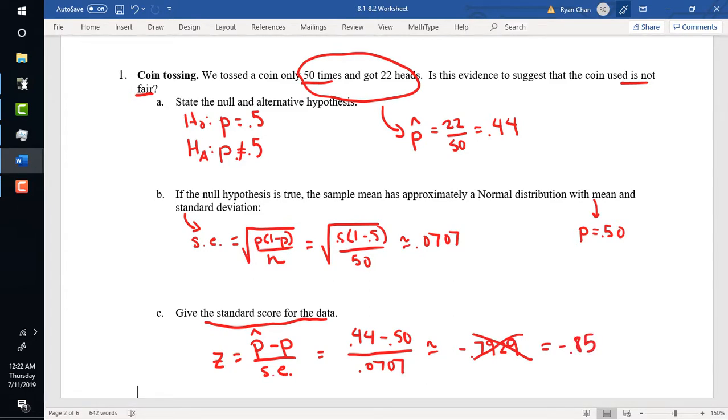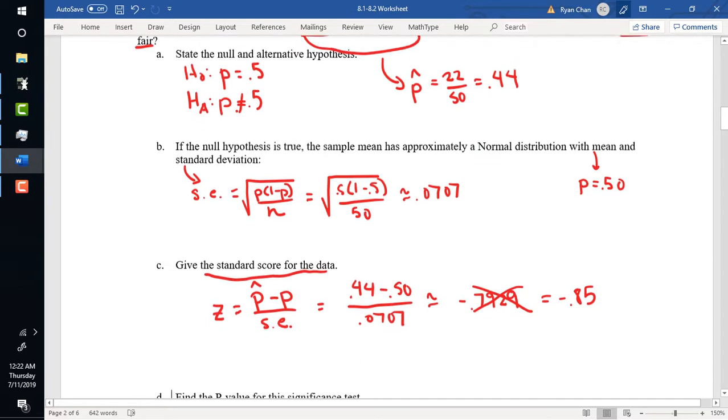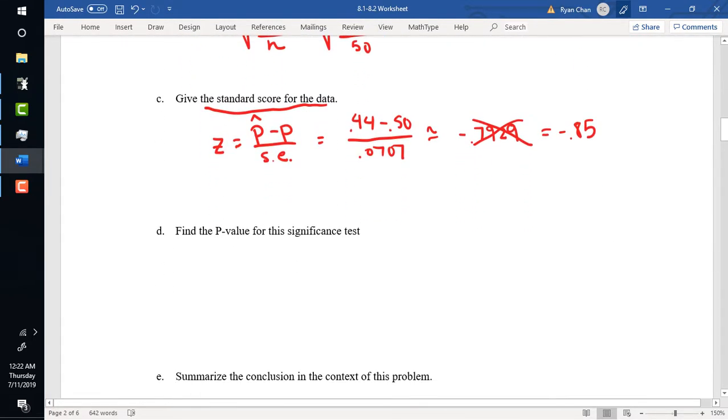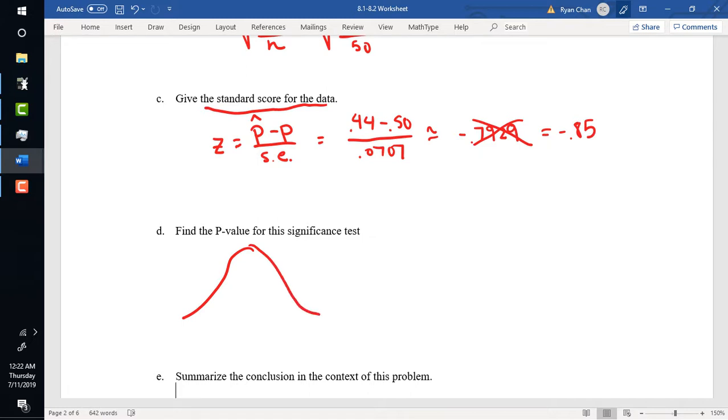So let's talk about what we're doing. What am I doing here? And remember, there's two ways: you can do it by hand or you can use your calculator. But the idea is, let's understand what's happening. Remember you have your normal distribution curve. What goes in the center? That's 0.50, that's your P. And we're going up by 0.0707, so we're going 3 to the right and 3 to the left.